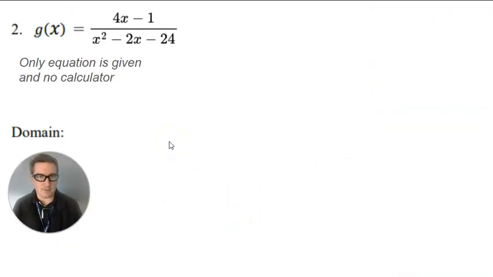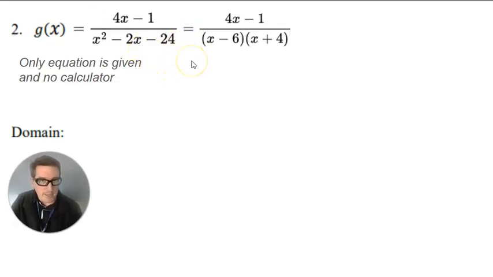Let's do example number 2. In this example, we're given a formula, but there's no graph, and we're not allowed to use the calculator. Well, what you're going to learn is figuring out the domain and the asymptotes and all of that very good stuff is best done when you can convert a polynomial into factored form. And you do that by factoring each polynomial. The top part's already factored, and the bottom part I can factor as x minus 6 times x plus 4.